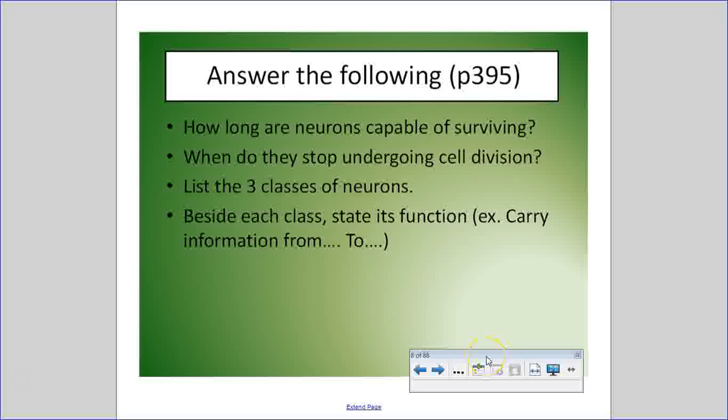Okay, a few little facts and then the different types of neurons. So we will cover those here. The first question was, how long are neurons capable of surviving? If you read through on page 395, I believe you'd find that they're capable of surviving up to 100 years, but it doesn't mean that they all do. When do they stop undergoing cell division? In adolescence.